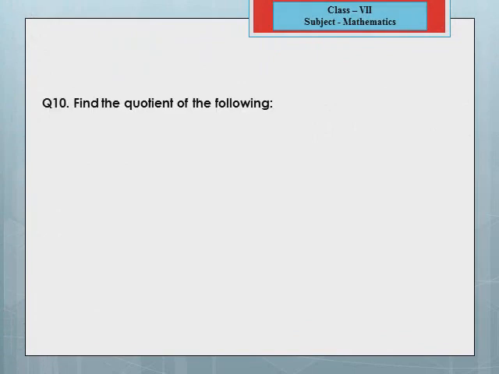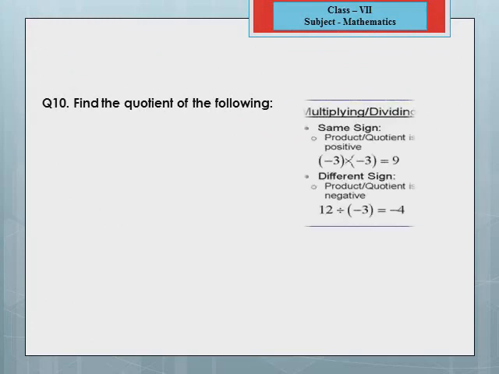Find the quotient of the following. But before we start the questions, let us look at the table given on the right hand side. When you divide two numbers of the same sign, the quotient is positive. When you divide two numbers of different signs, the quotient is negative. See the questions. 12 divided by minus 3. 12 by 3 you will get 4. One is positive, another is negative. So therefore the answer will be minus 4.